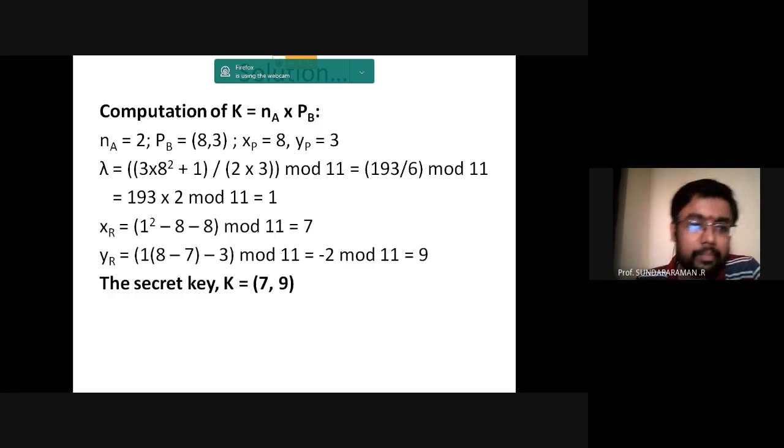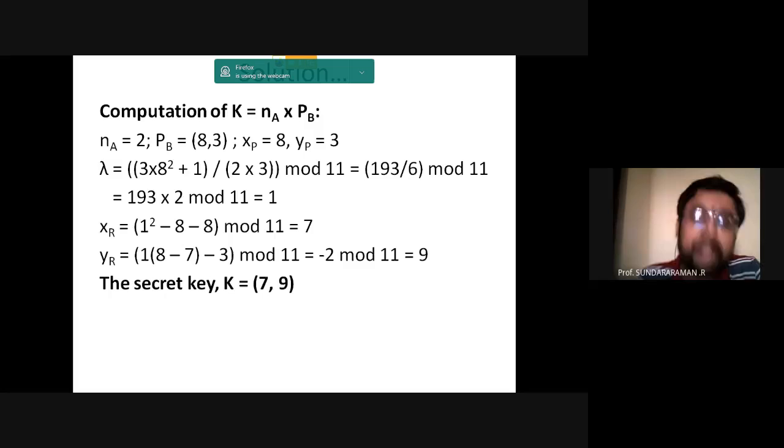Similarly, in the same way, if you apply the equation for YR computation, 1 into 8 minus 7 minus 3, that is equal to 1 minus 3 mod 11. So minus 2 mod 11 gives you YR equal to 9. So finally, user A has successfully computed the secret key K equal to 7, 9.